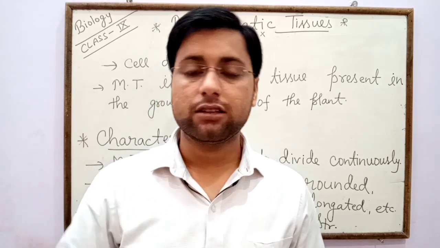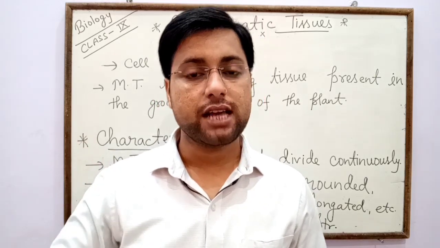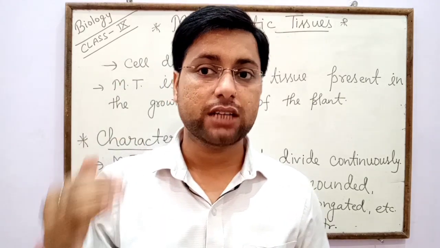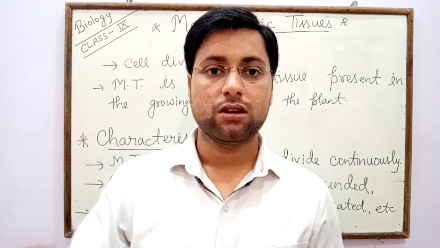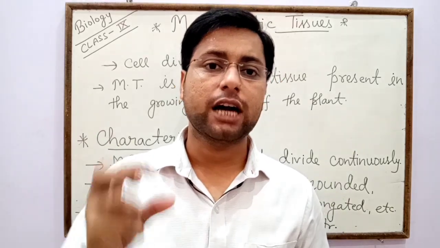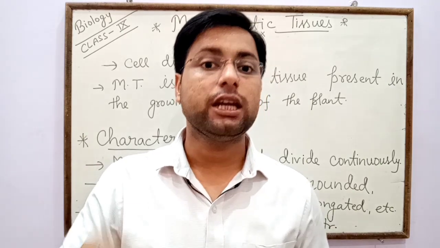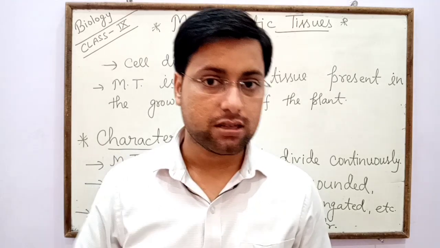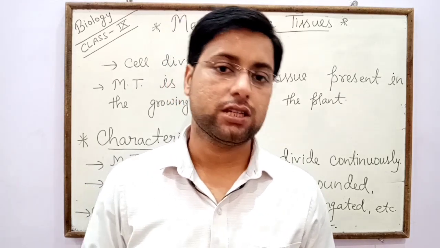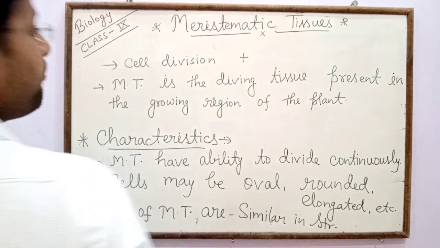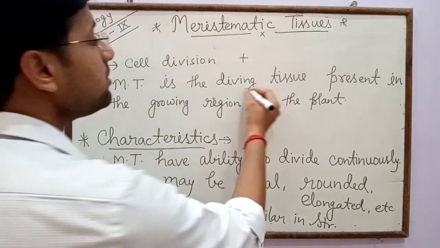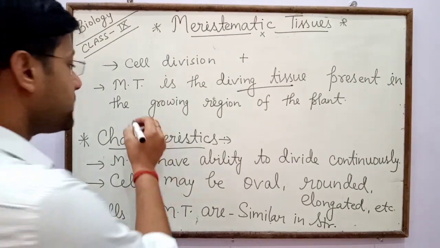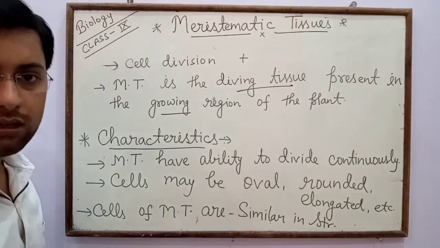So that's why there is the formation of cell groups, and a cell group forms tissue, and meristematic tissue is responsible for the growth of plants because all the meristematic tissues are present in the growing regions of plants. Meristematic tissues increase the length as well as the girth or thickness of the plants. Meristematic tissue is the dividing tissue present in the growing region of the plants.